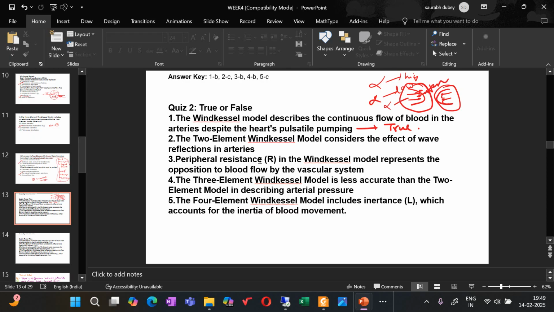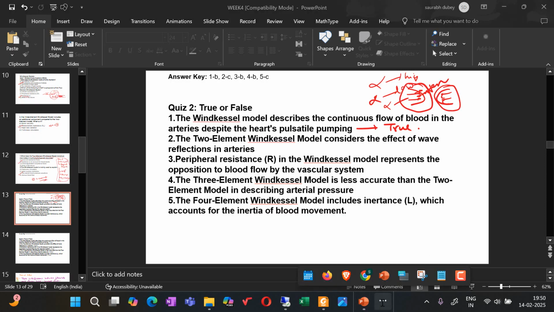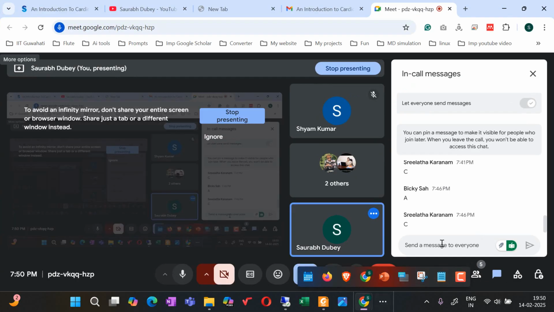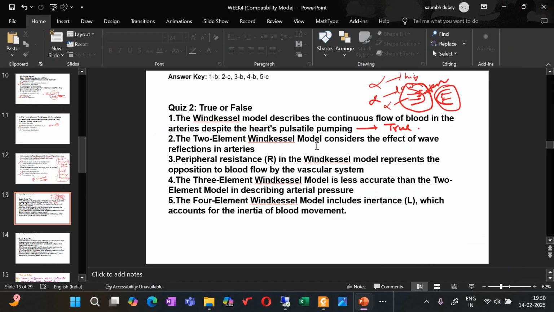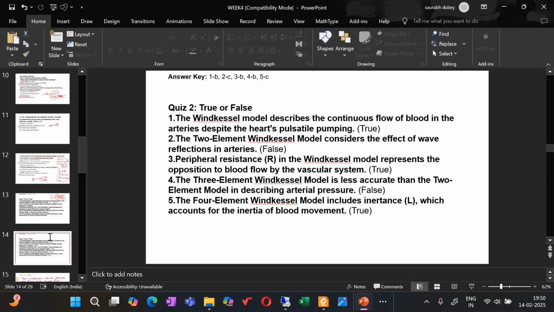The two element Windkessel model considers the effect of wave reflection in arteries. Anyone? True or false? I will be dictating first because very little time is left now. This is false, because here the effect of the wave reflection is not considered.